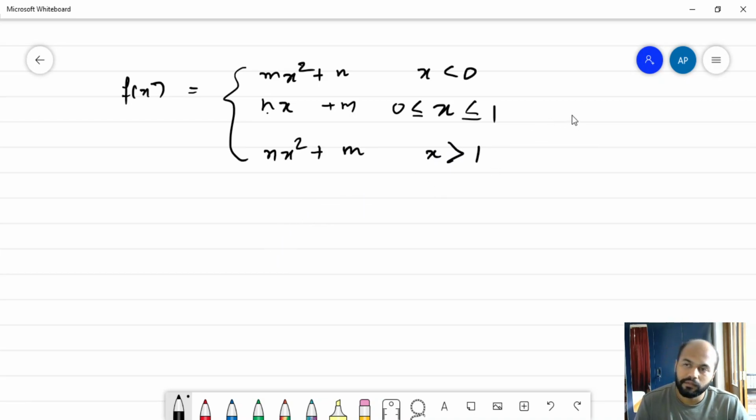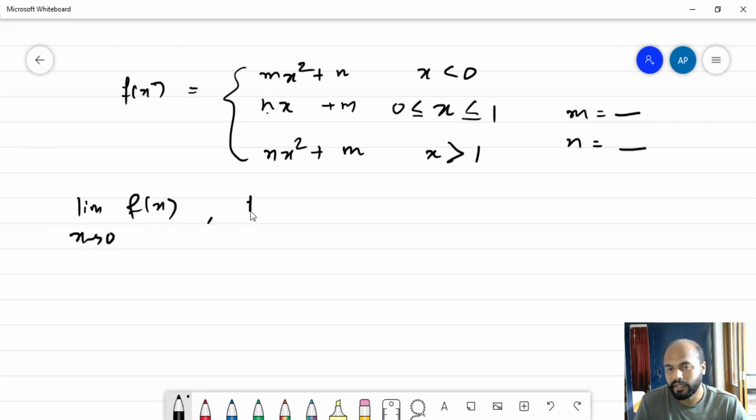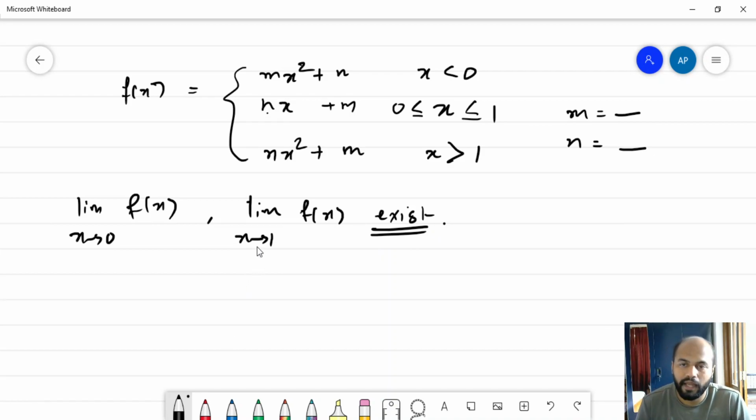So we have to find the values of m and n such that the limit at 0 and the limit at 1 exist. These limits should exist, and provided this happens, we have to find the value of the limit at this point. It's already given to us that the limit will exist. Considering this, we have to find the values of m and n. Now let's take the first case.